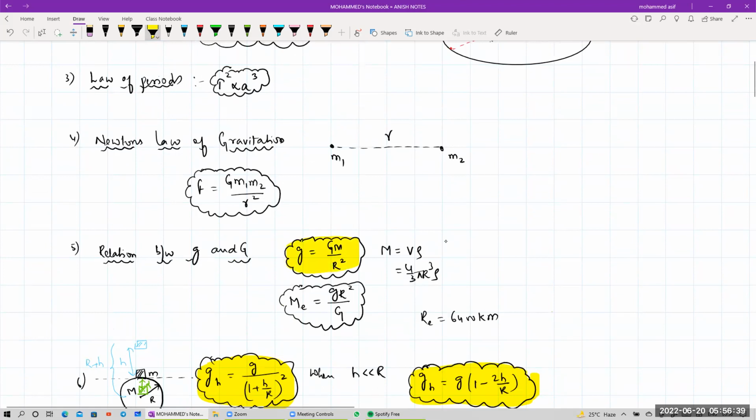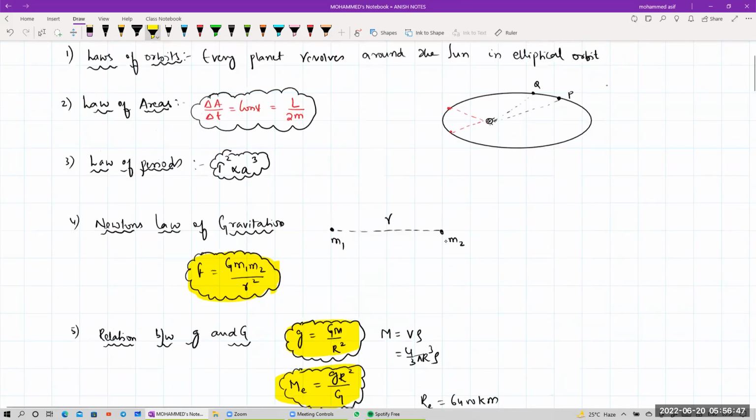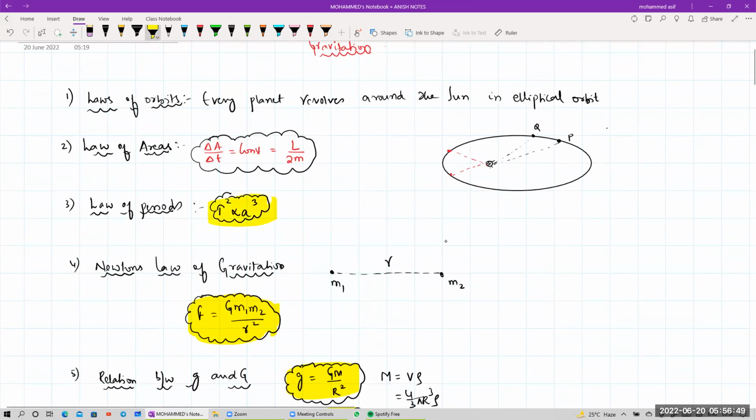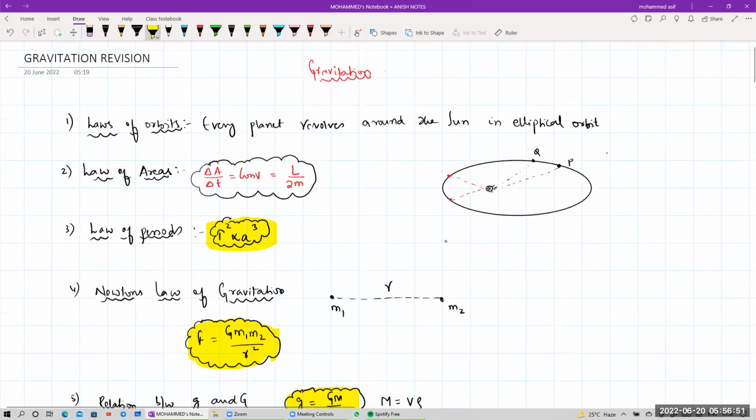Relation between small g and capital G, or mass of your earth will be equal to this much. Gravitational law, F is equal to capital G m1 m2 divided by r square. Law of periods, square of the time period is directly proportional to r cube. Delta A by delta T is equal to a constant, that is L by 2m. L is known as what, beta? Angular momentum. Yes, L is nothing but your angular momentum.